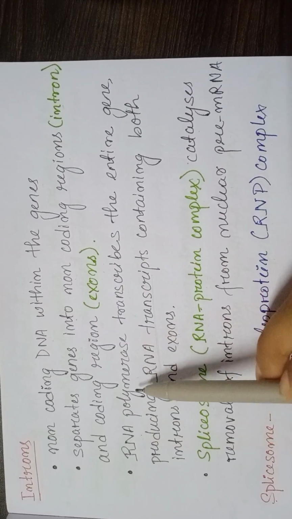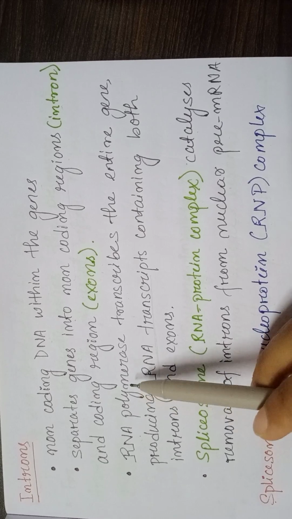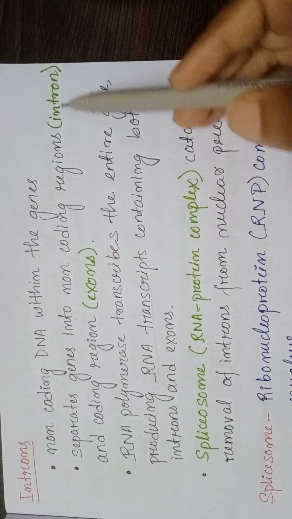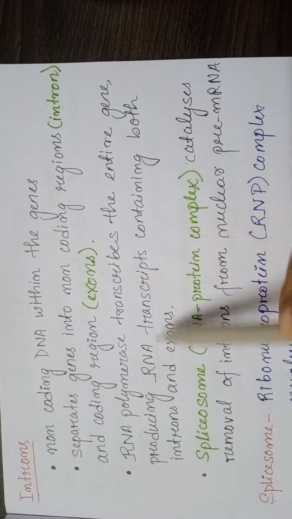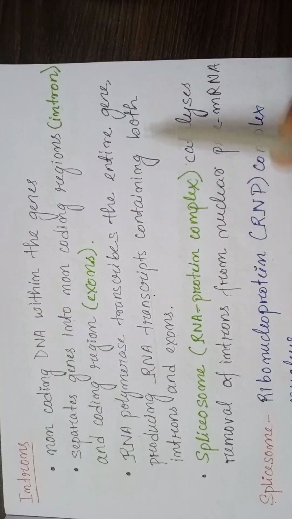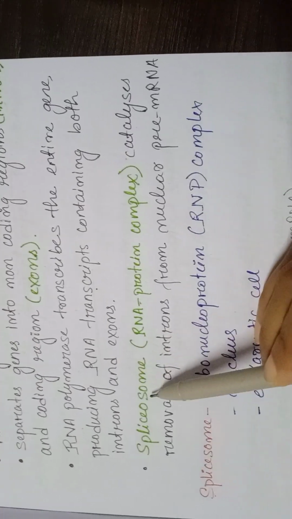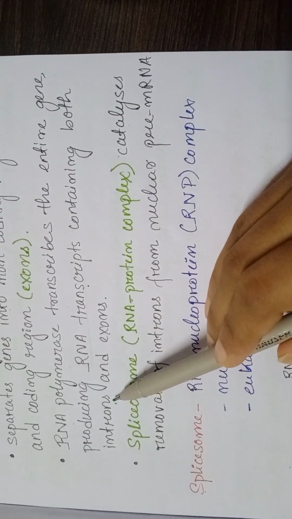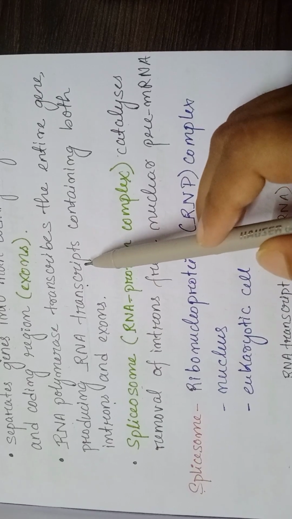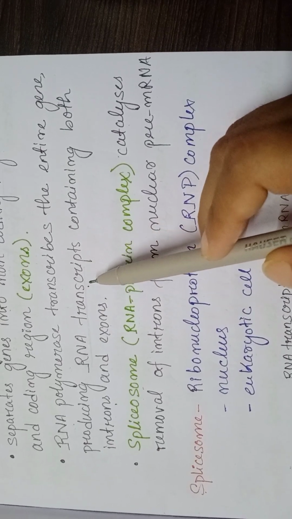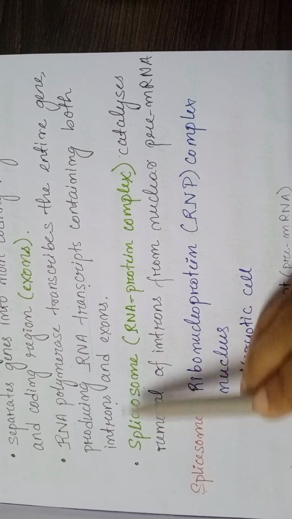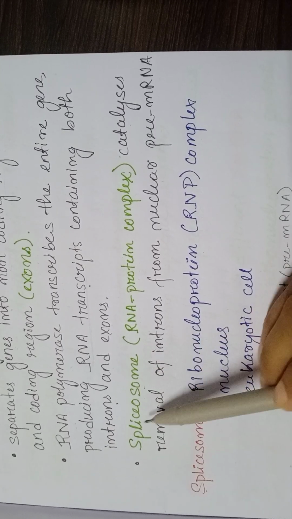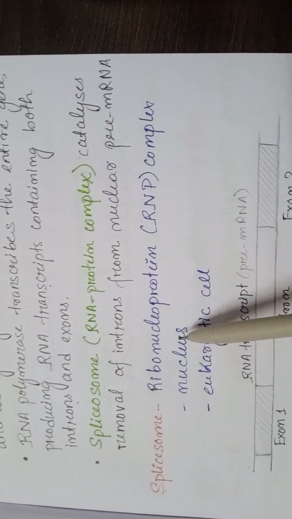RNA polymerase is an enzyme which transcribes the DNA into RNA. RNA polymerase does not distinguish between intron and exon. Both intron and exon get transcribed into an RNA transcript containing both introns and exons. Spliceosomes: now, to remove the introns, the non-coding sequence, from the primary transcript or the pre-mRNA, we require certain enzymes. These are spliceosomes. How these spliceosomes work and what they constitute, we will see below.